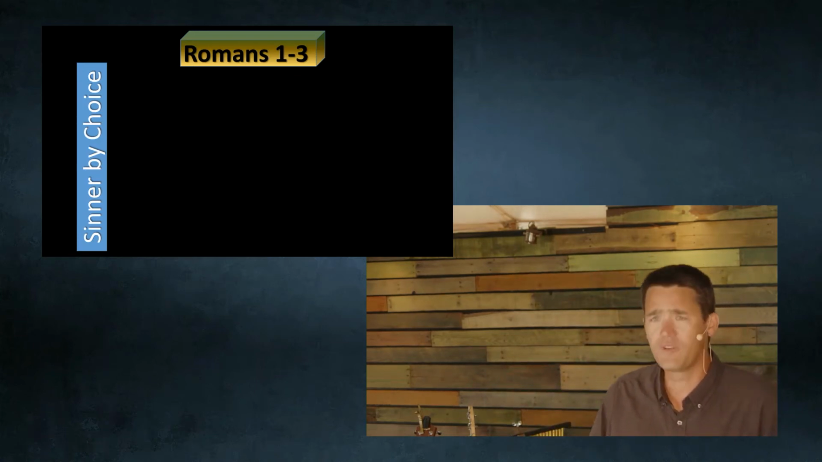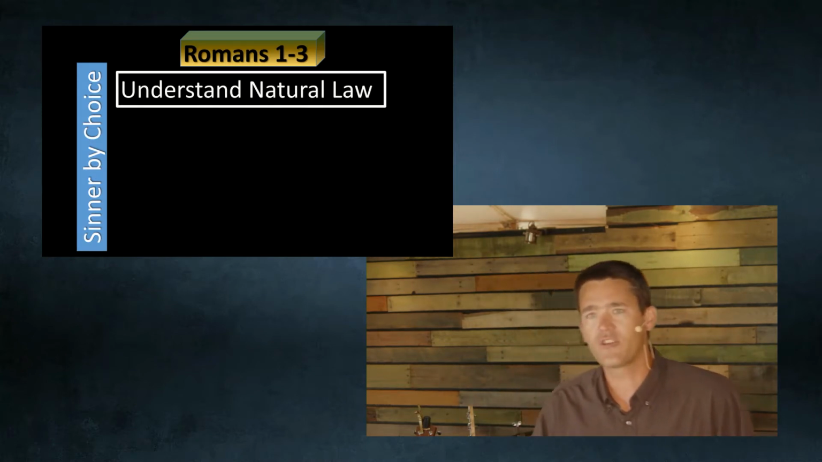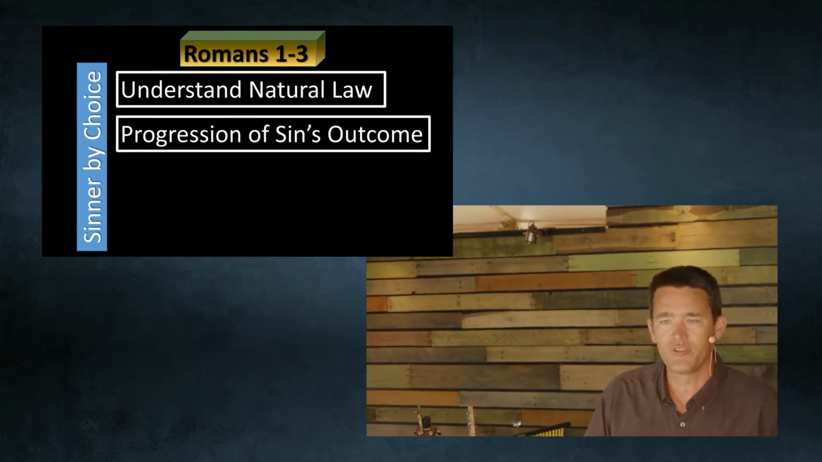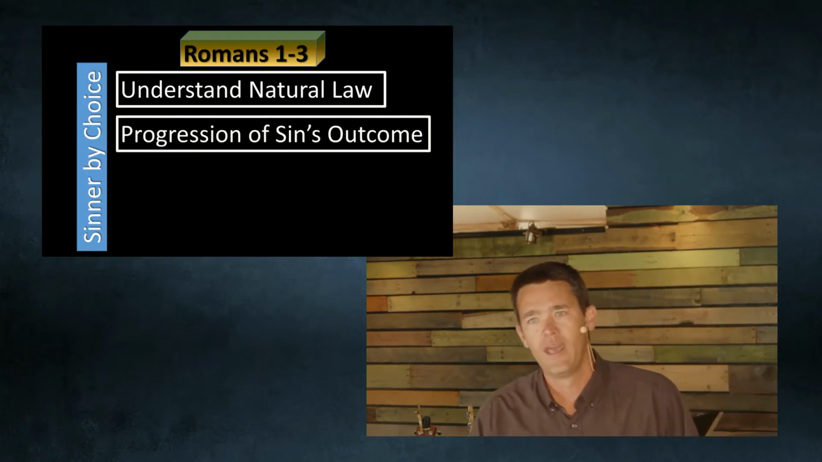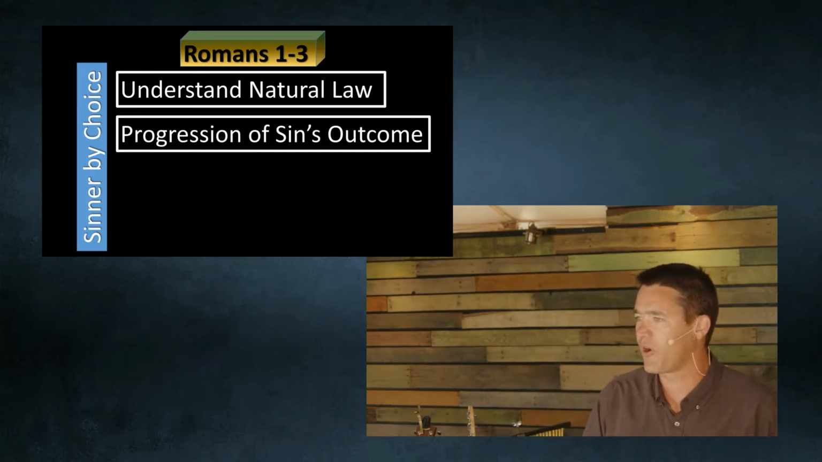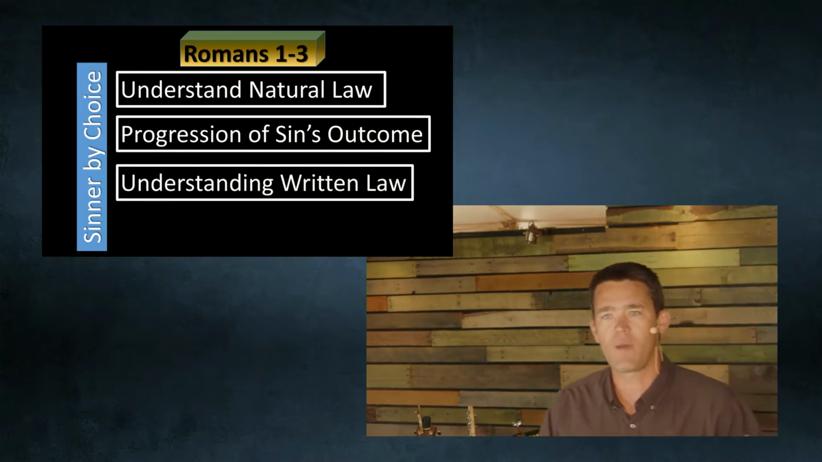Romans 1 through 3, Paul proved that we are sinners by choice. He started with us understanding natural law. What is natural law? Everyone knows and is guilty for the sin that they're aware of. Then he progressed to sin's outcome. What is the progression of sin and what's the outcome of it? Where God gave him over to a reprobate mind.